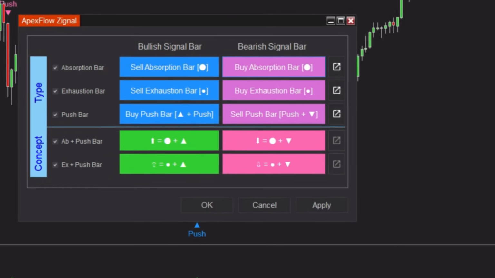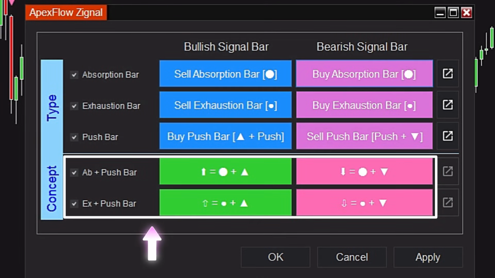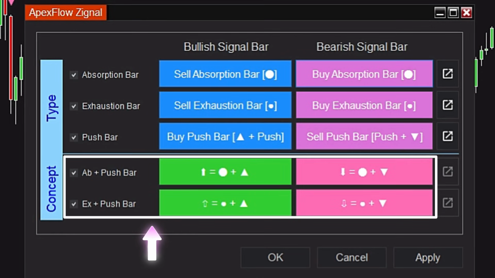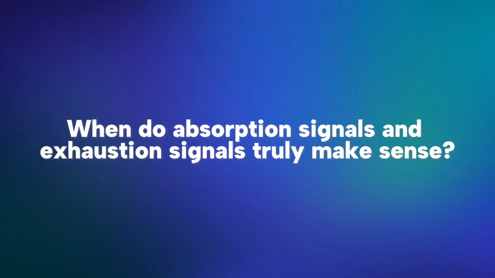Here you'll find two advanced signals designed to answer one of the most important questions in trading. When do absorption and exhaustion signals truly make sense? In real market conditions, absorption and exhaustion do not always lead to immediate reversals. Many traders make the mistake of entering too early, based on a single signal. That's exactly why we created the concept signals.